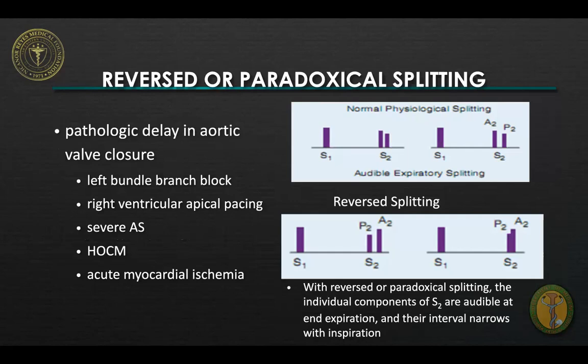You can also sometimes appreciate reverse or paradoxical splitting. This is a pathologic delay in aortic valve closure and can be seen in the following conditions: left bundle branch block, right ventricular apical pacing, severe aortic stenosis, HOCM, and acute myocardial ischemia. Please appreciate the diagram on the slide.